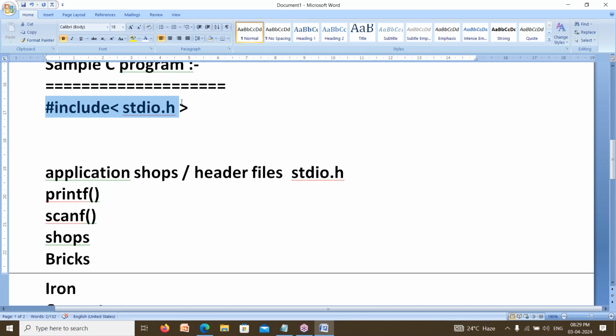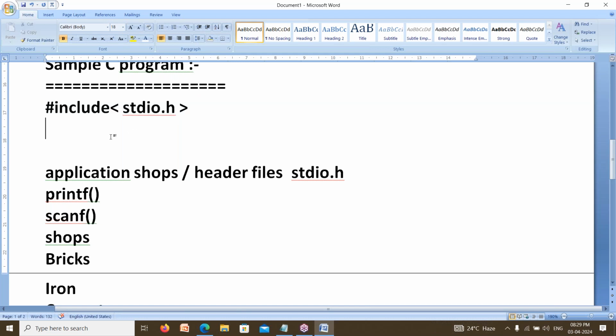Got it? Why do we need to write this line? To build our applications, we need some tools like printf and scanf. Those tools are available in stdio.h. Before using these tools, we need to copy them into our program. To copy the content of this header file, we need to write this line.